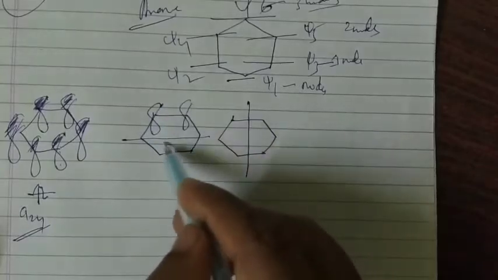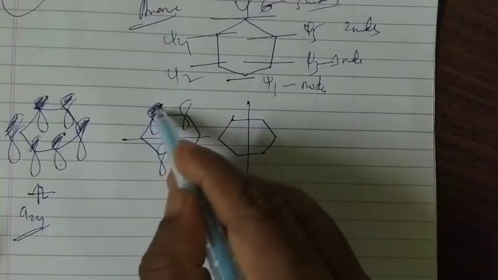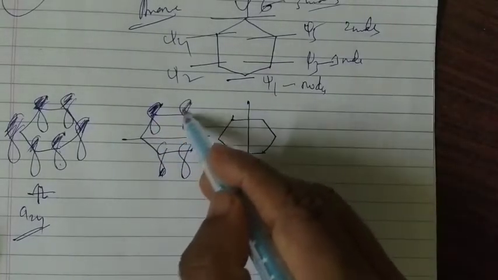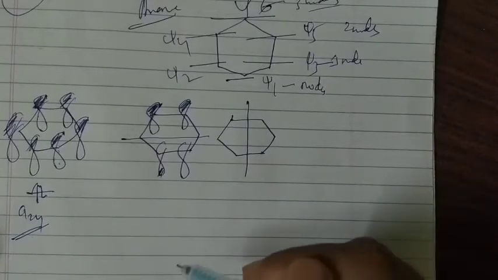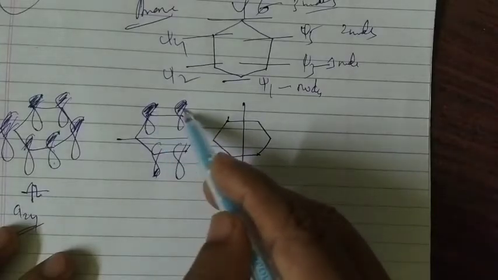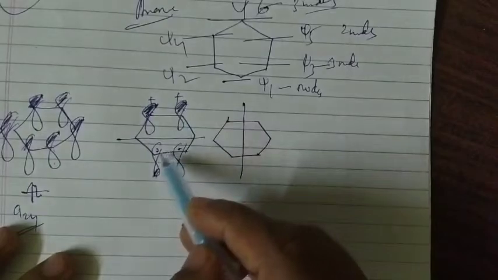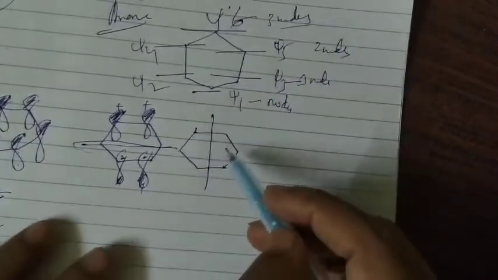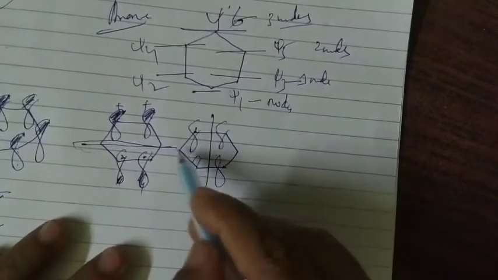So if I put it like this, one node I have to generate here. If I go for top positive here, then I should go for down negative. So top positive and down negative. Like this is plus, this is plus, this is minus, this is minus. So one node can be generated here. Similarly here also one node is generated, so you can draw the orbitals like this.